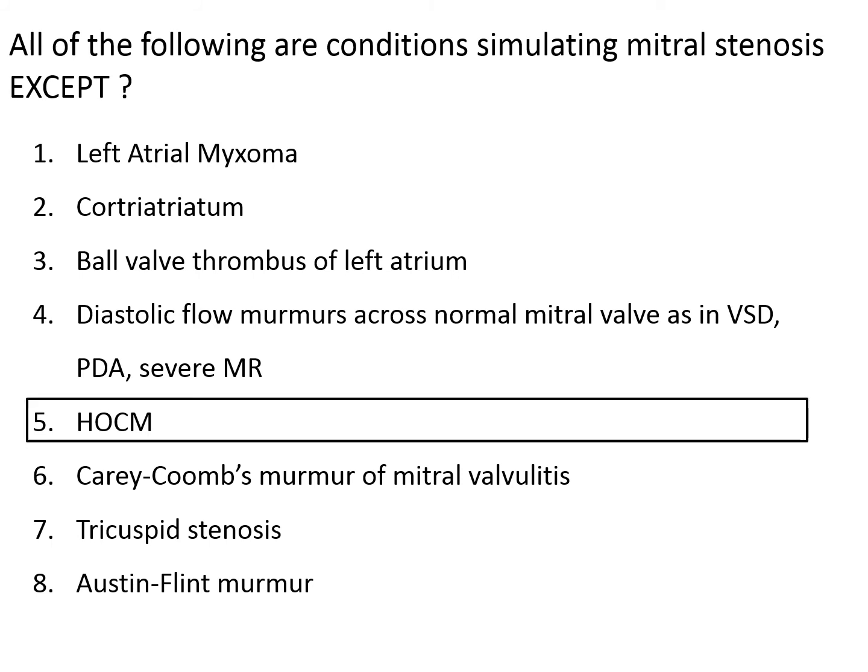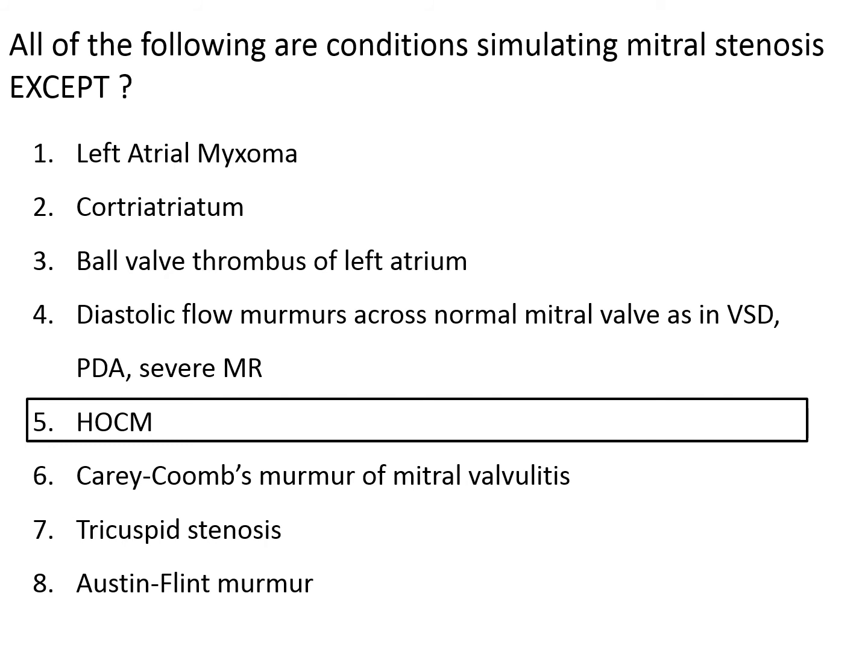hypertrophic obstructive cardiomyopathy, which produces a systolic murmur and not a diastolic murmur. Left atrial myxoma and ball valve thrombus of the left atrium, by obstructing the flow across the mitral valve, produce a diastolic murmur mimicking mitral stenosis.